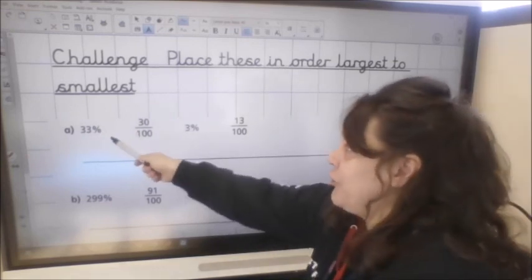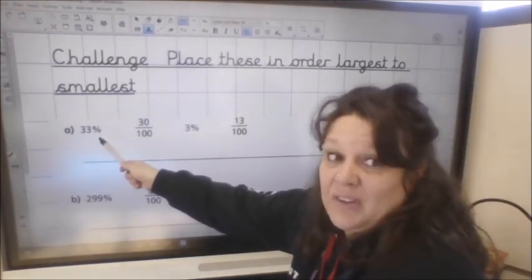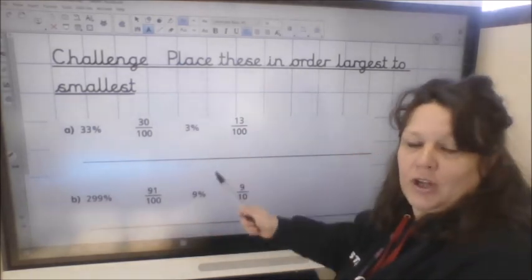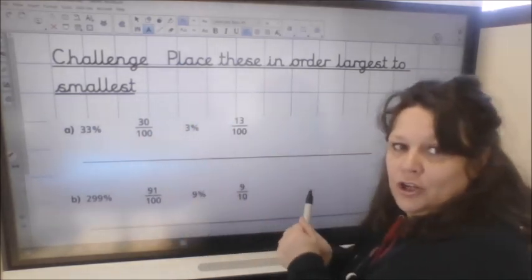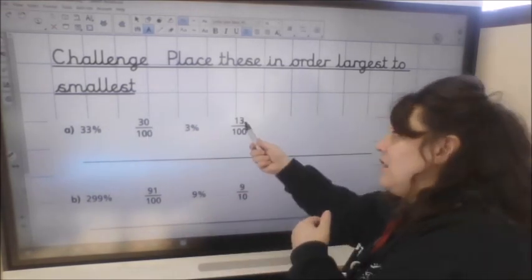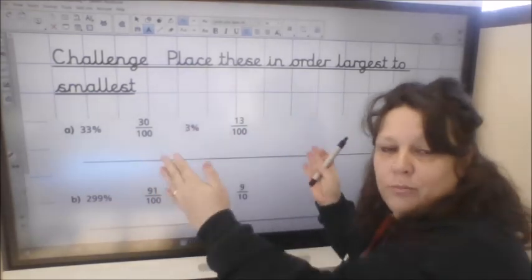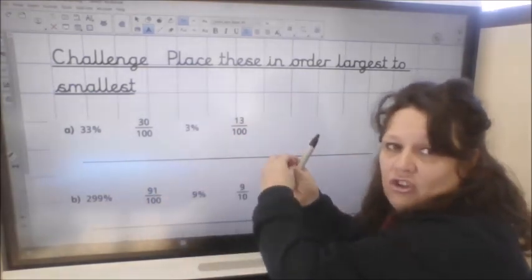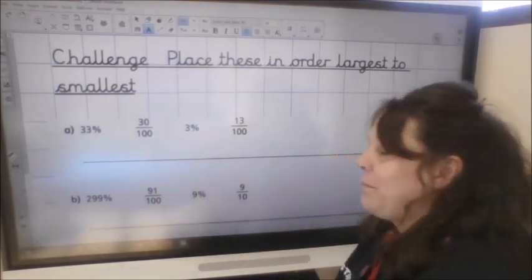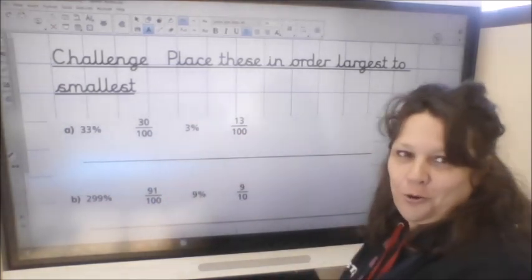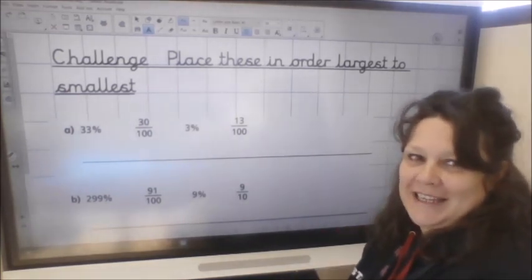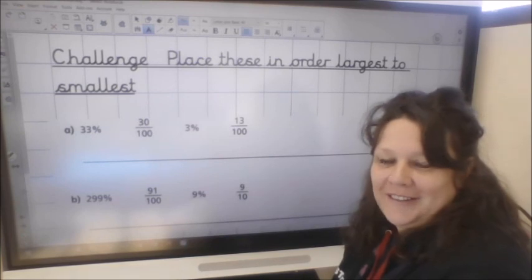So for example, I've got 33%. 33% is 33 over 100. 3% would be 3 over 100. So either convert them to the fraction or convert this 30 over 100 is 30%, this is 13%. Convert them so you've got the same value. They're either all percentages or all decimals or all fractions. And then see if you can put them in order. Nice little challenge for you to get your teeth into as your final little task.